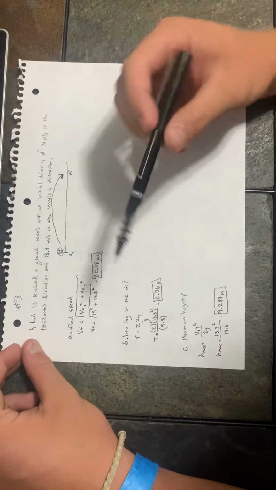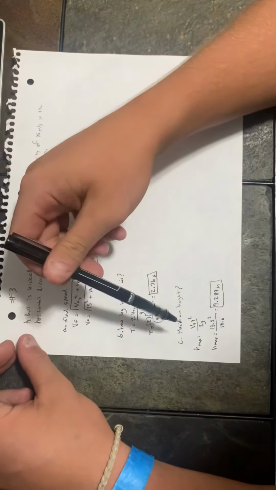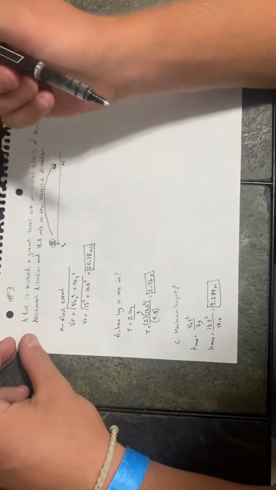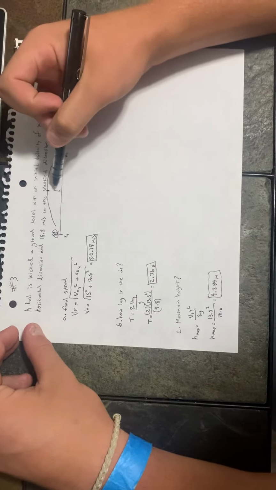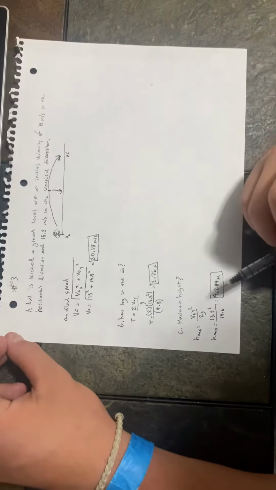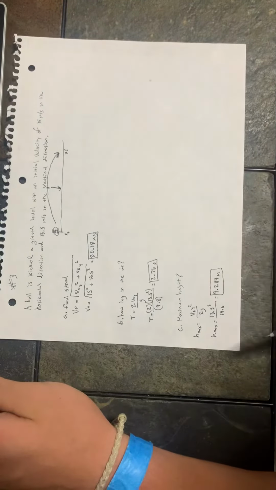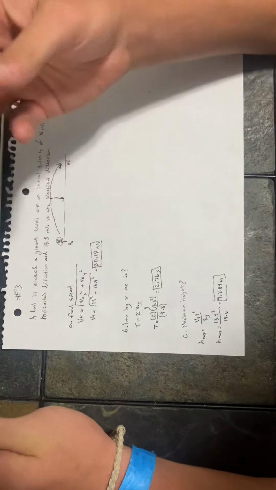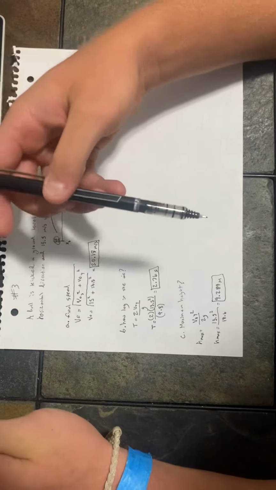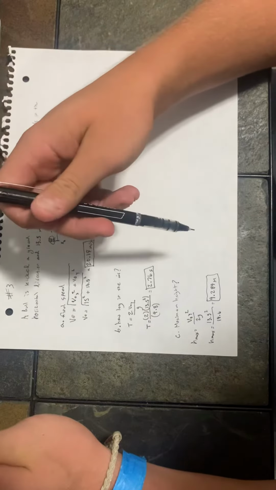final position. And finally, C is asking for the maximum height. So how tall, which would probably be in this area, how high that is from the ground right there. And so what we're going to be doing here, if we're solving for H max, we're going to be using the equation velocity in the y direction squared divided by 2 times gravity.